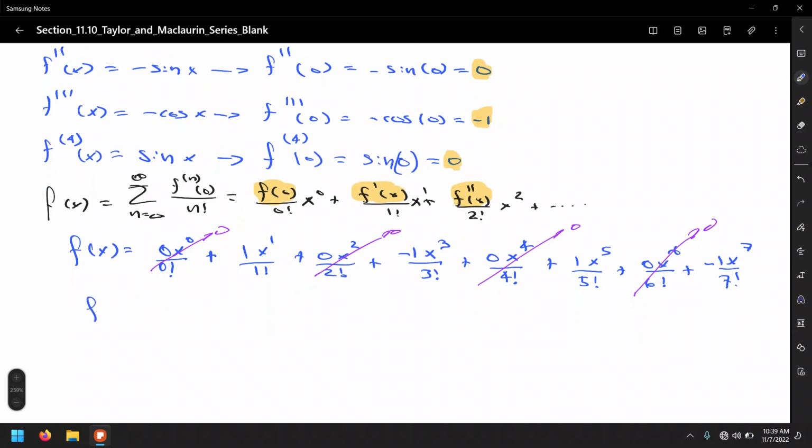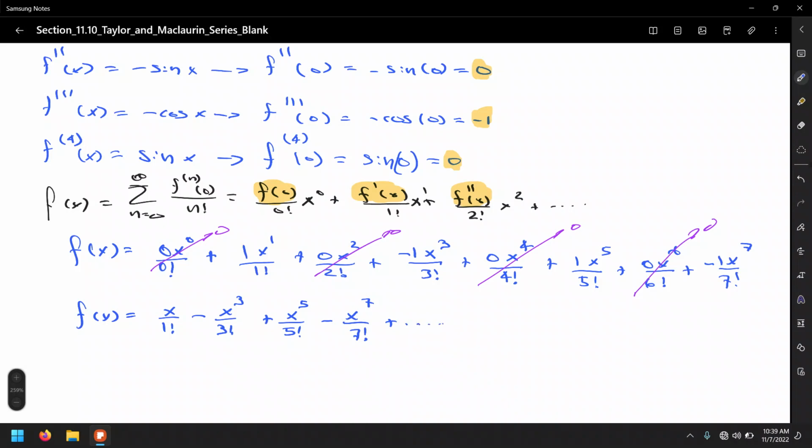So we're going to be left with f of x equals, well, I'm going to leave this x over 1 factorial. I know 1 factorial is 1, but I need this factorial symbol to find the pattern and write this using sigma notation. And then that's going to be minus x cubed over 3 factorial, and then plus x to the 5th over 5 factorial, and then the next one would be negative x to the 7th over 7 factorial. And well, this pattern goes on forever, of course.